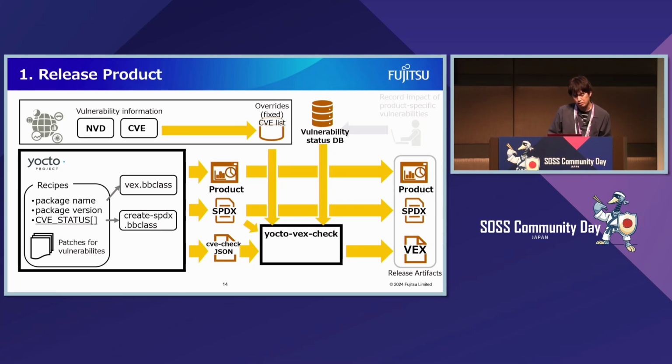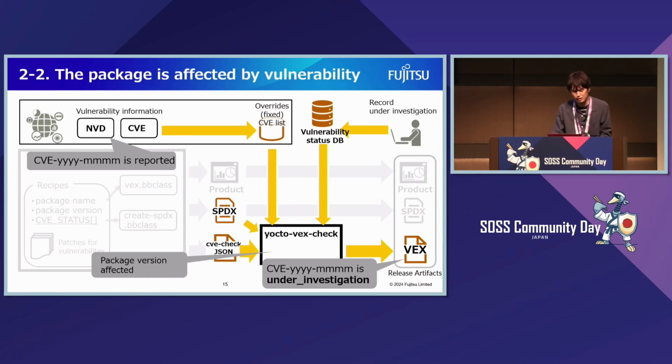This slide is a release product step. Run Yocto to generate the product, SPDX and CVE check JSON. Next, run Yocto VEX check. The inputs for this are vulnerability information from places like NVD, an SPDX file with OSS package information, the CVE check JSON, and the vulnerability status DB. Based on these inputs, a VEX is generated. In this way, the product SPDX and VEX are released. Let's move on to the next.